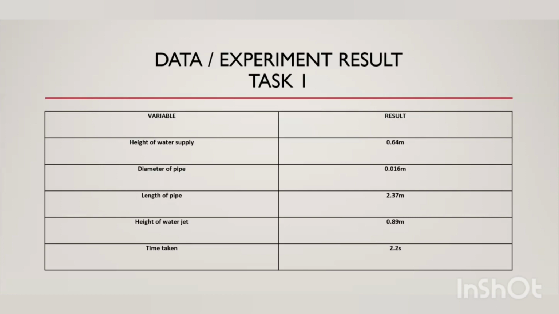Today I want to present our assignment task for fluid mechanics. For the data experiment result for task 1, we collect the data, which are the variables: height of water supply, diameter of pipe, length of pipe, height of water jet, and the time taken. These are the results we got from the experiment.